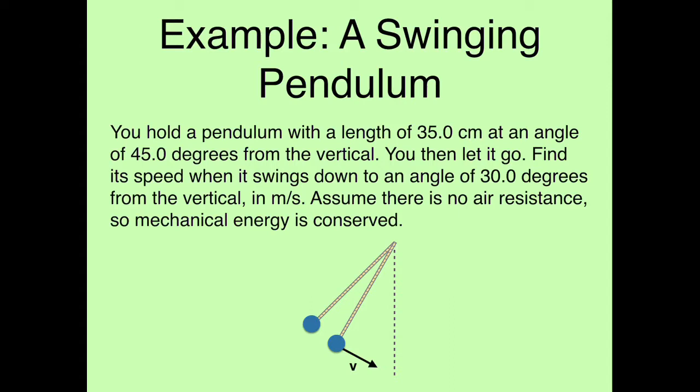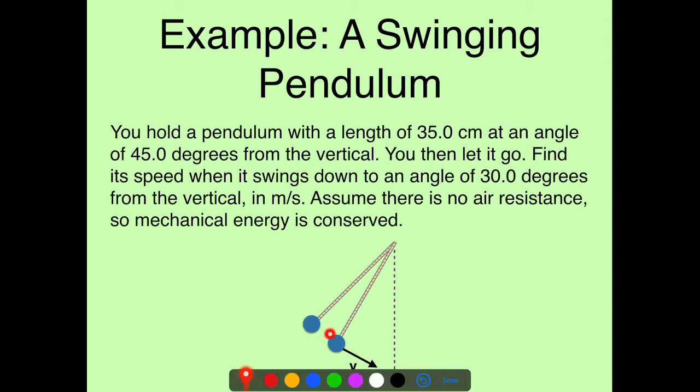So in this example, we have a swinging pendulum. You hold the pendulum with a length of 35 centimeters at an angle of 45 degrees from the vertical. So what you should be envisioning is there's a string, its length is 35 centimeters, it's connected to some sort of mass, and initially the angle the string makes right here with respect to the vertical is 45 degrees. So then you let the pendulum go. Find its speed when it swings down to an angle of 30 degrees from the vertical in meters per second.